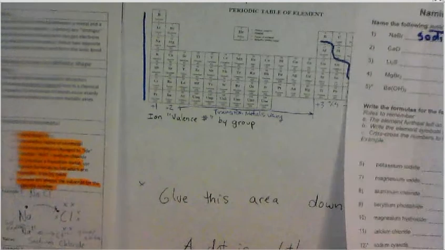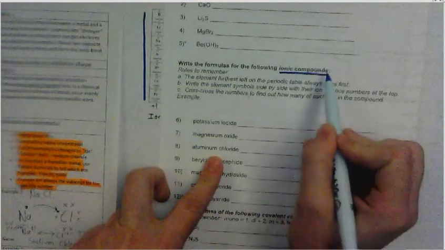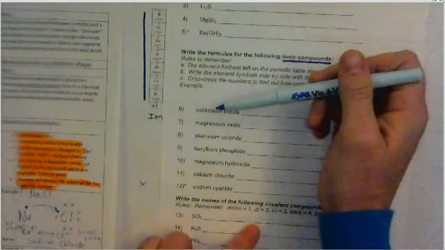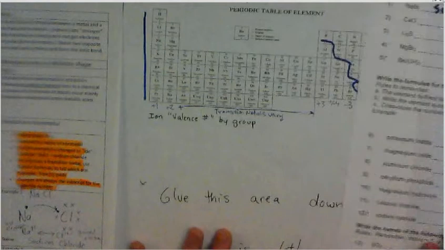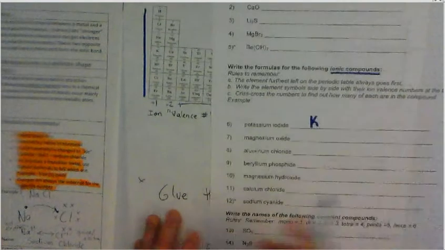Let's go ahead and go forward to writing formulas. You have the rules on here. It says the element furthest left on the periodic table always goes first. This is ionic compounds, so that's going to be the same thing. Metals will go first, and you're lucky because they already have all of the metals first for you. So there's your big hint. It says write the element symbols side by side. So we're going to write the symbol for potassium, which is K. And the symbol for iod-something, and we know it's not iodide because the end was changed. We look it up and it's iodine, which is I.